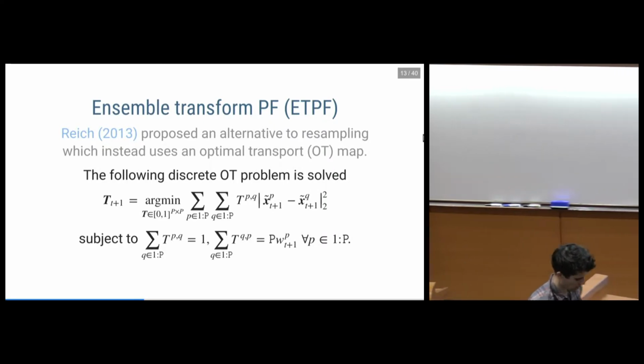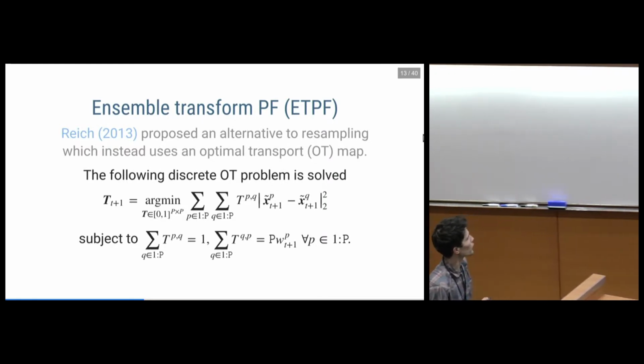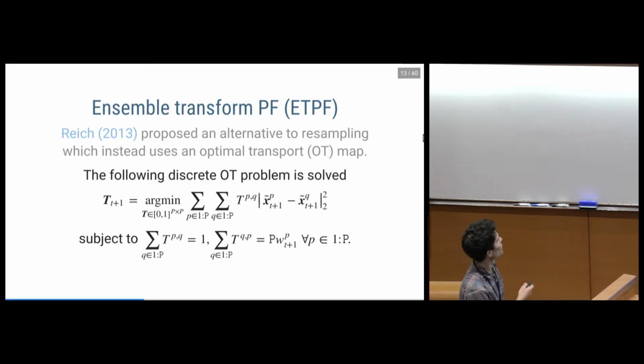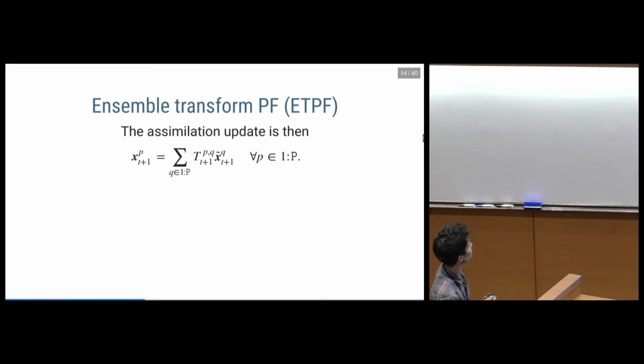So this can be expressed as a linear program and efficiently solved using things like the network simplex algorithm. That will generally scale cubically in the ensemble size, solving that sort of system. But this defines a valid way of updating an empirical distribution from a weighted form into one with equal weights.